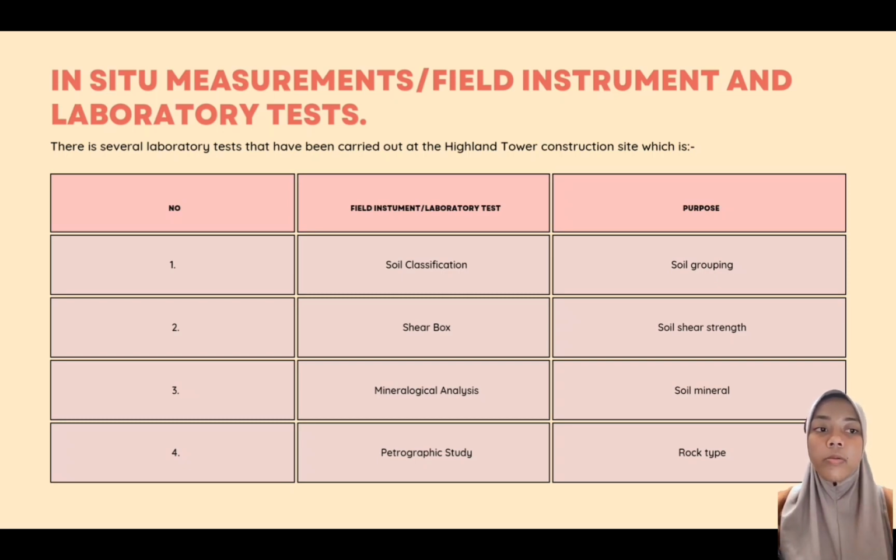And then number 2, the field instrument or laboratory test is shear box, and the purpose is soil shear strength. Number 3, the field instrument or laboratory test is mineralogical analysis. The purpose is soil mineral. Number 4, the field instrument or laboratory test is petrographic study. The purpose is rock type.